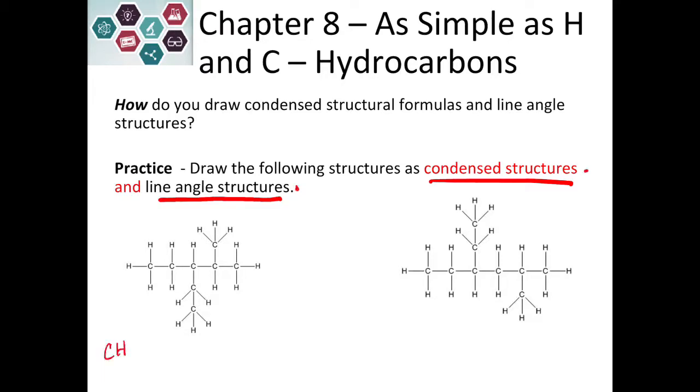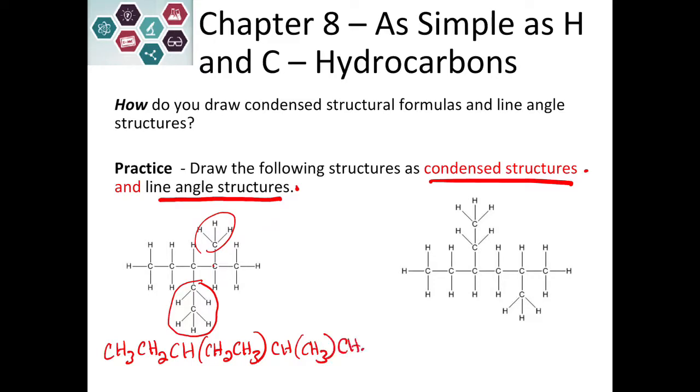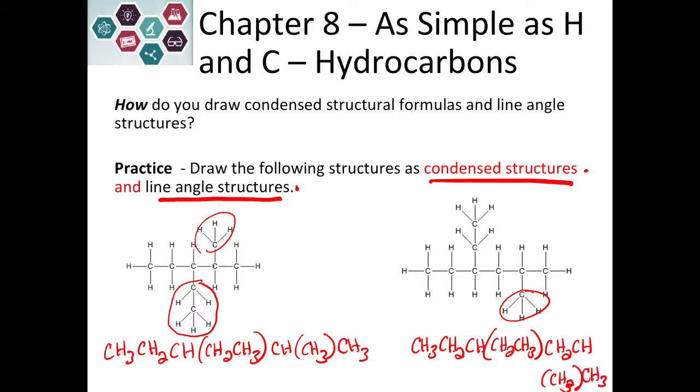So for condensed, we've got CH3, CH2, CH, and then this group is going to be in parentheses, CH2, CH3. Next carbon is a CH with a CH3 in parentheses, and then a CH3 on the end. Condensed for the one on the right, we've got CH3, CH2, CH with a CH2, CH3 in parentheses, CH2, CH. This is going to be in parentheses. I'm going to have to break my line here. So that's a CH3, and then a CH3 on the end.